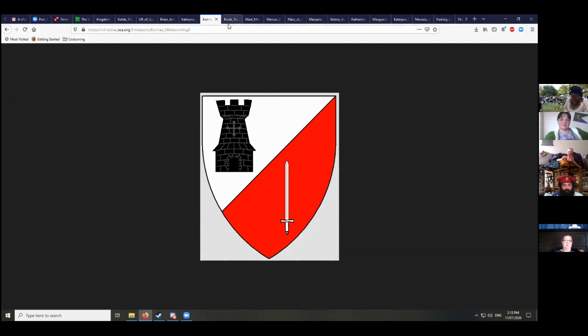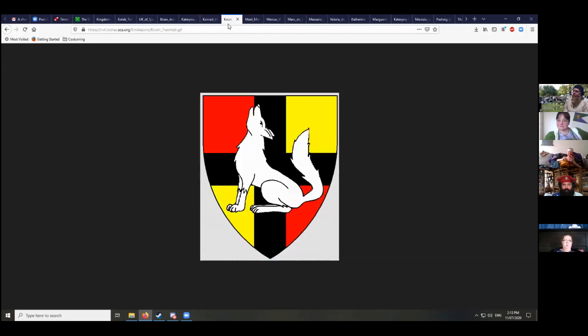Or let's have a look and see what I've got for the next one. This one is a little bit more challenging because this is one of the examples of what's called a charge group overall. It's also referred to as debruising. Some people will refer to it as surmounting, but the more standard SCA Blazon term is overall. Here I have a field. It is divided quarterly.